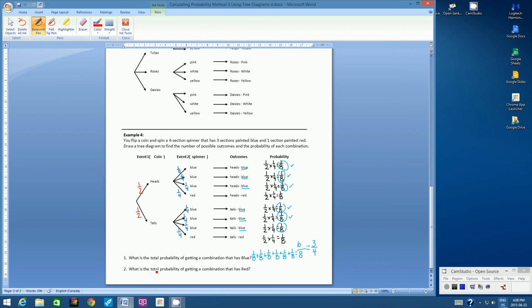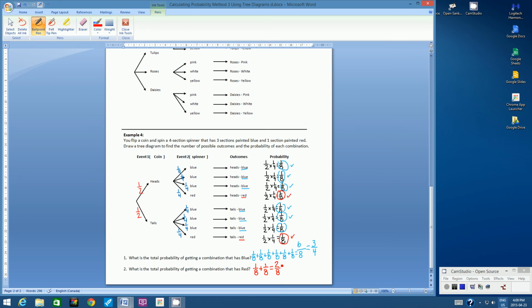All right, let's go to question 2. What is the total probability of getting, now total is a good hint that we have to use addition, what is the total probability of getting a combination that has red? Okay, so let me underline the combinations that have red, and then let me circle those probabilities here. So this is going to be much easier. So we have 1/8, which takes care of this probability, plus 1/8, which takes care of this probability. So denominators are the same, so the denominator will stay the same. 1/8 plus 1/8 equals 2/8.